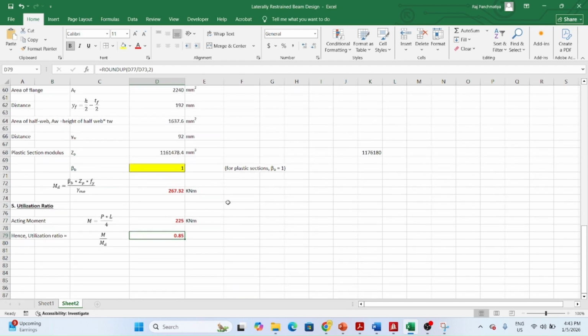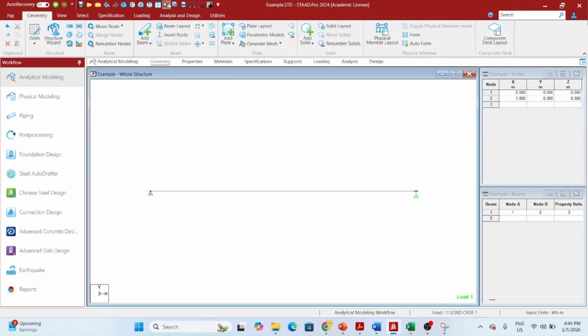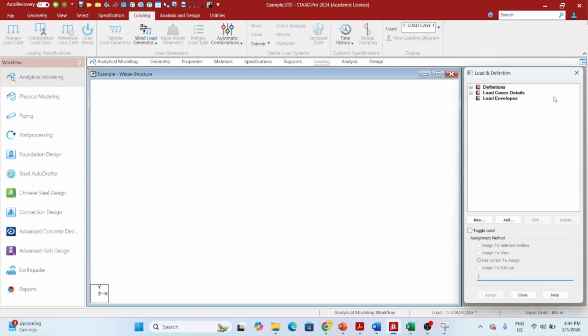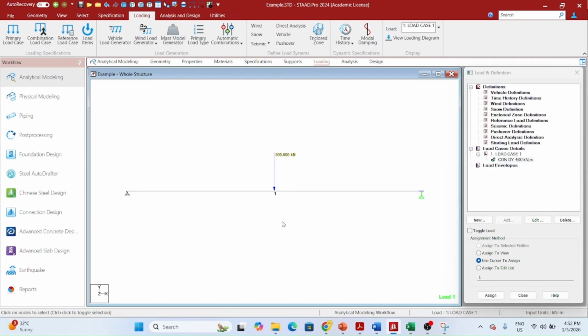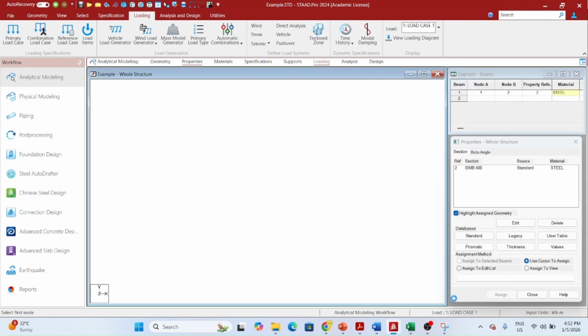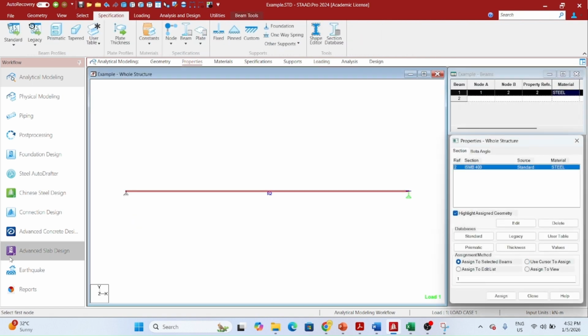Now let's model this beam instead. Here you can see this is the beam that I have modeled. I have applied a load of 500 kilonewton at the center. The length of the beam is 1.8 meters, and the section size is ISMB 400.